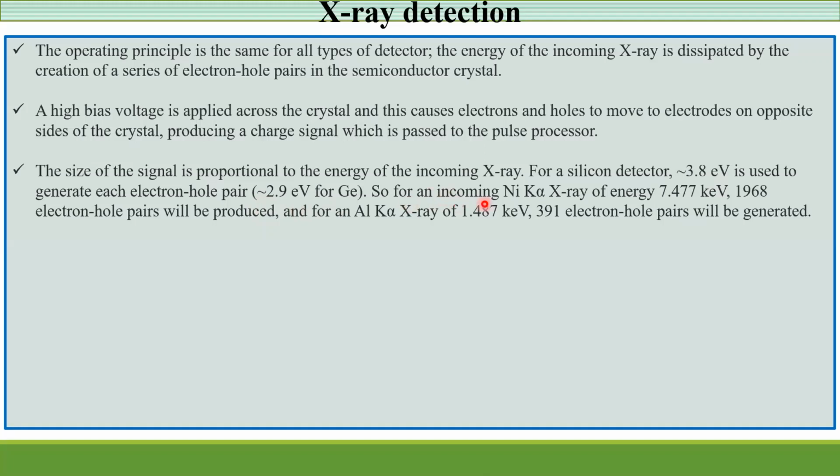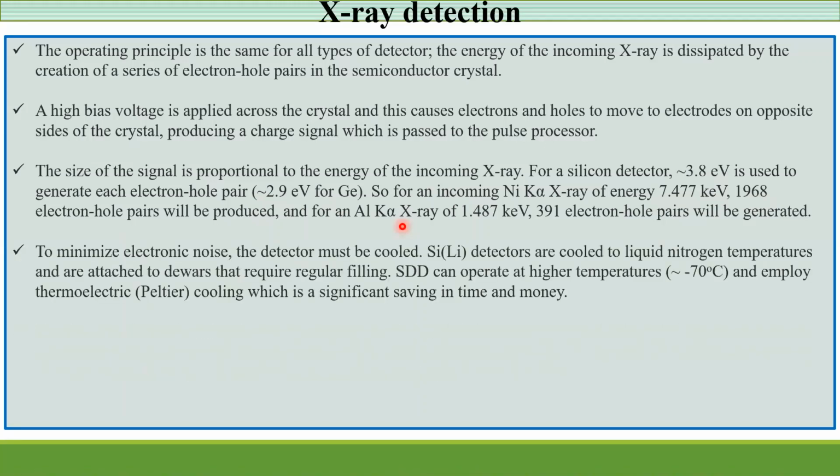So for an incoming nickel K alpha X-ray energy of 7.47 keV, 1,968 electron hole pairs will be produced. And for aluminum, 391 electron hole pairs will be generated. So now the system will try to understand whether this X-ray is coming from nickel or aluminum based on how many electron hole pairs are generated. Those are the electronic detections later on.